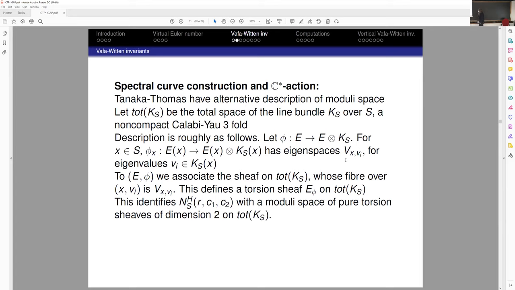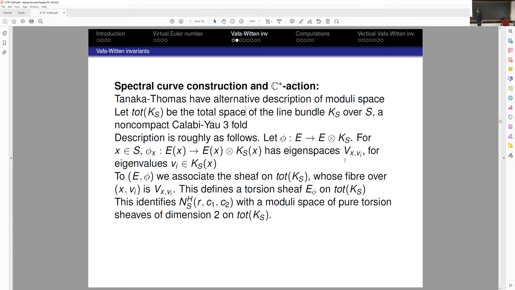Now we want to associate to the thing we had before, so E, phi, a sheaf on this space. I give only a rough description because if one does it properly, I think Thomas takes like 50 pages or so to do it correctly. So therefore, let me just hint at it. So assume we have such a Higgs field. So E is a sheaf, and we have phi from E to E tensor K_S.